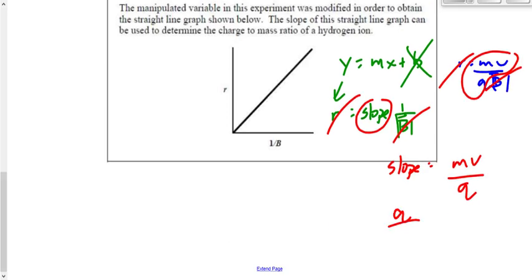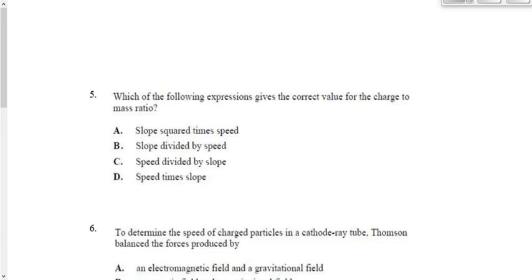Q goes up, m goes down, slope goes down. Is that right? Q goes up, m goes down, slope goes down. V over the slope, I think that's right. Speed divided by slope, so my answer would be C. How many people got that one? 5.